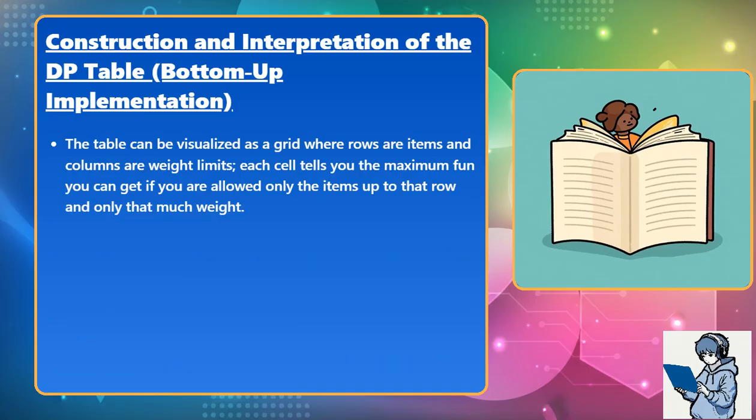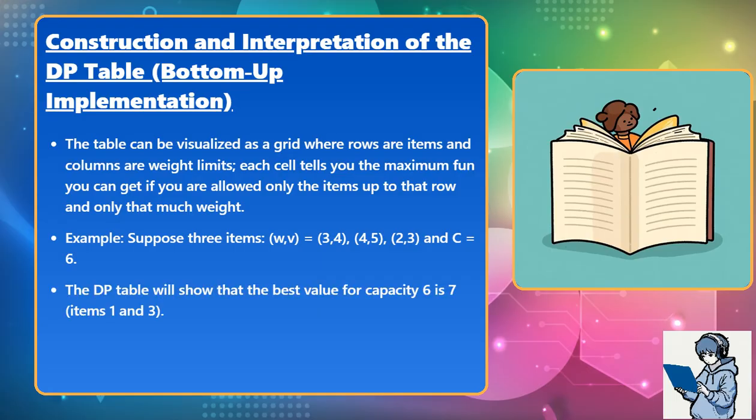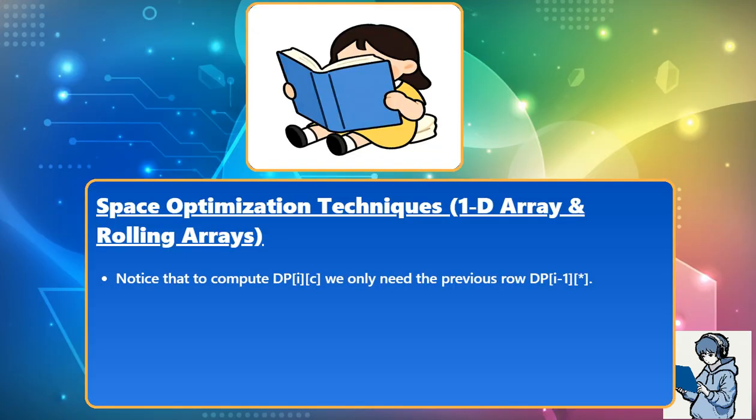The table can be visualized as a grid where rows are items and columns are weight limits. Each cell tells you the maximum fun you can get if you are allowed only the items up to that row and only that much weight. Example: suppose 3 items, (w, v) equals (3, 4), (4, 5), (2, 3), and c equals 6. The DP table will show that the best value for capacity 6 is 7, items 1 and 3. Notice that to compute dp[i][c], we only need the previous row dp[i-1].